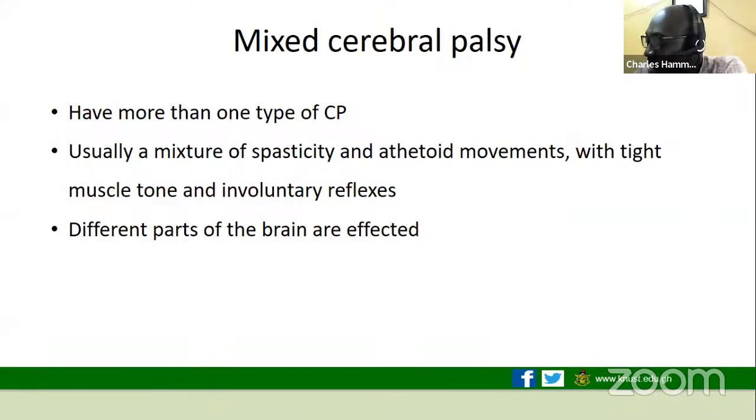You can have the patient having more than one of these types of cerebral palsy. We call that the mixed cerebral palsy. And the most common combination is spasticity, or the spastic cerebral palsy, and then the athetoid or the dyskinetic cerebral palsy. And this is because they have multiple injuries to various parts of the brain.